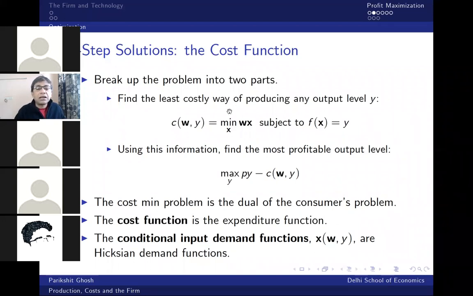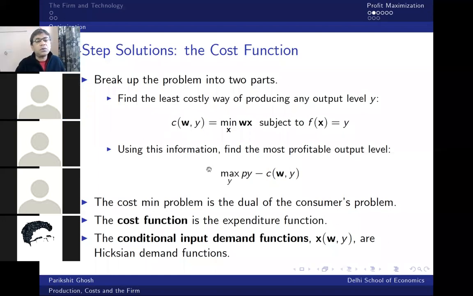Now, the cost function is essentially the expenditure function, isn't it? If we call the utility function a production function and solve this problem, we are exactly doing the dual problem of the consumer. So what we got out of that, namely the expenditure function, we're just calling it by a different name here. We're calling it a cost function. So everything we learned about the expenditure function, for example, that it's concave in the prices, can be straightforwardly brought in over here. That's the advantage of breaking it up into these two steps.